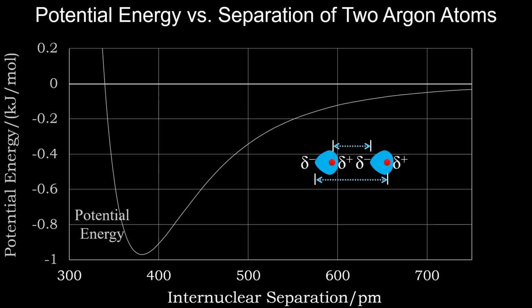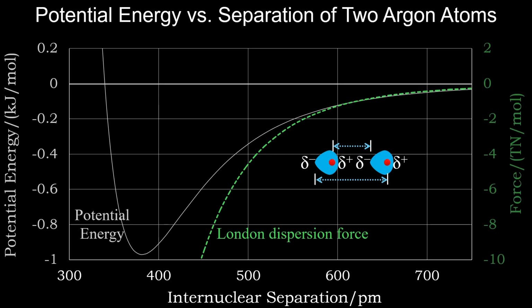This attractive force is called the London dispersion force. The units of this force are given as teranewtons per mole. That's 1,000 times less than the petanewtons per mole given in the covalent bonding example. This is an attractive force. A repulsive force must also be present so that the atoms don't coalesce.